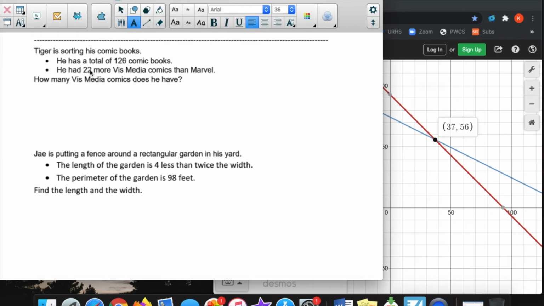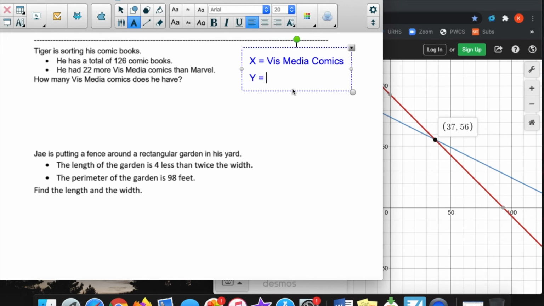He had 22 more Viz Media comics than he did Marvel comics. So how many Viz Media comics does he have? So again, setting up this equation. We have two different amounts here. It's asking how many Viz Media comics he has, so let's just say x equals Viz Media comics.